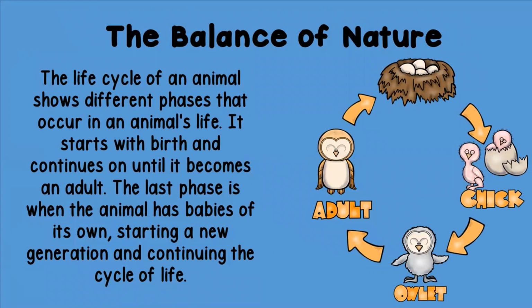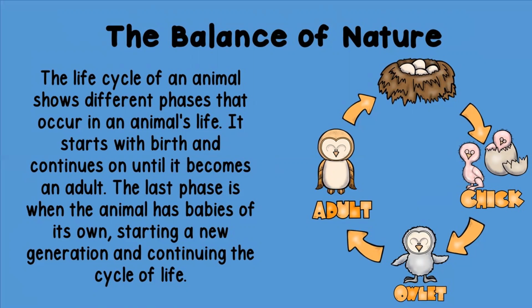So the life cycle of an animal shows different phases that occur in an animal's life. It starts with the birth and continues until it becomes an adult. And the last phase is when the animal has babies of its own, starting a new generation and continuing the cycle of life. So if you are an animal that lays eggs, your life cycle starts when you're popped out as an egg. And then you turn into a little baby chick, you might turn into an owlet and then an adult, and then the adult starts the life cycle over by having more babies.